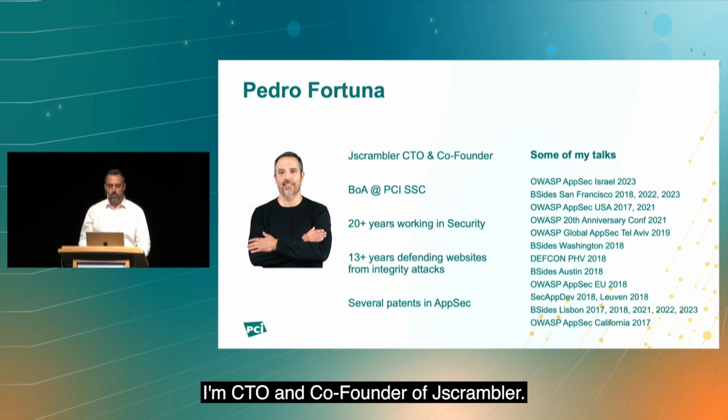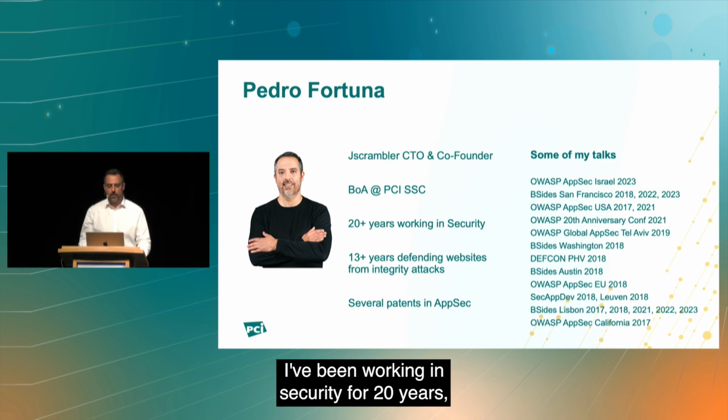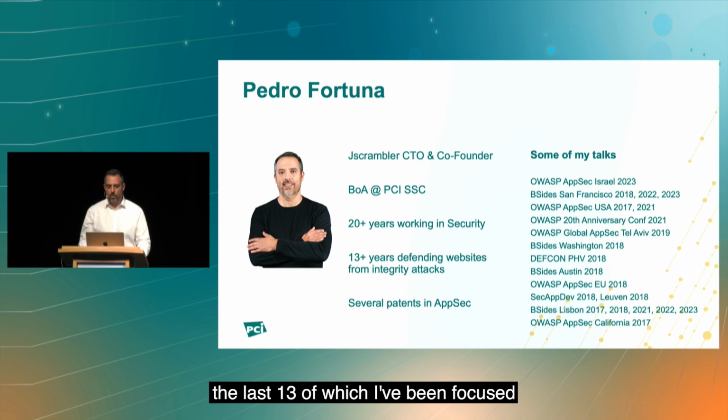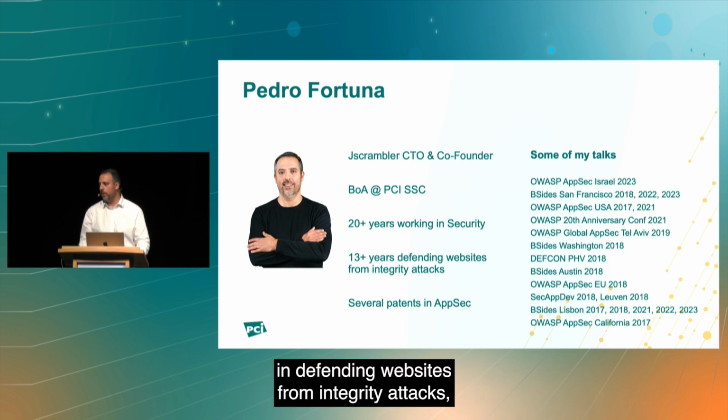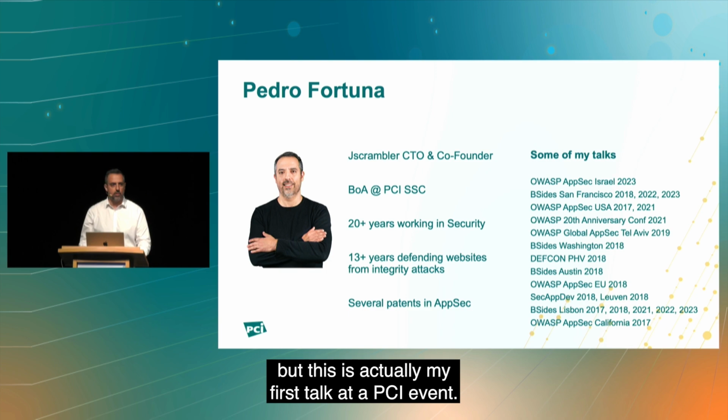I'm Pedro Fortuna. I'm CTO and co-founder of Jscrambler. I'm also a member of the BOA of the PCI SSC. I've been working in security for 20 years, the last 13 of which I've been focused in defending websites from integrity attacks, script integrity, all of that. And I do talks on a regular basis, but this is actually my first talk at a PCI event.